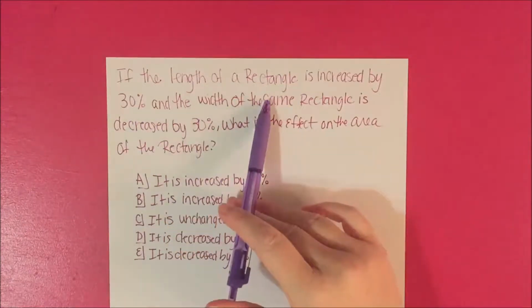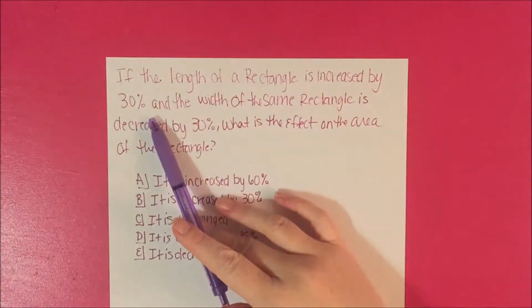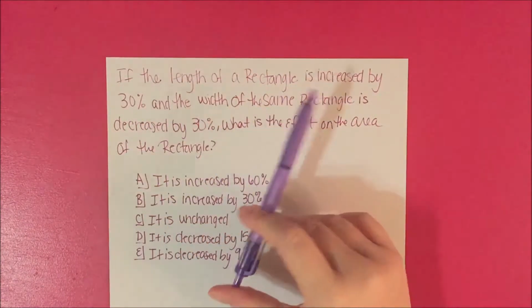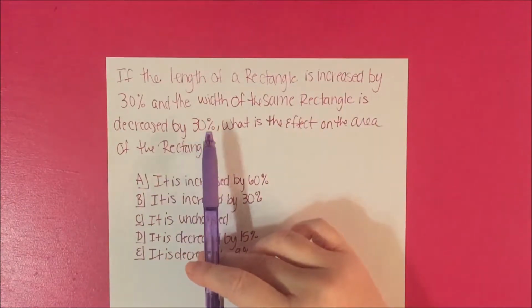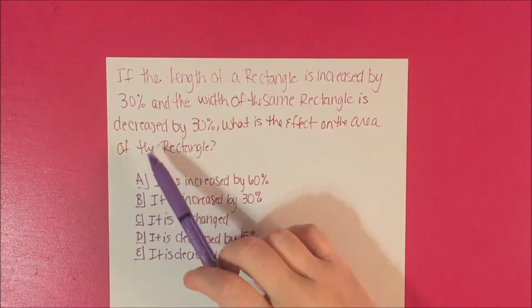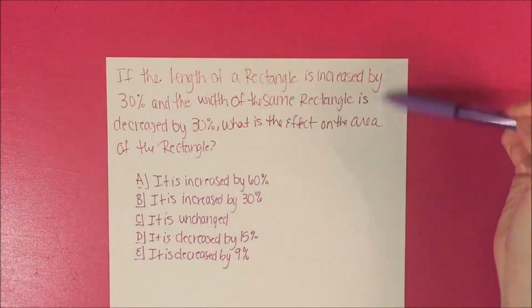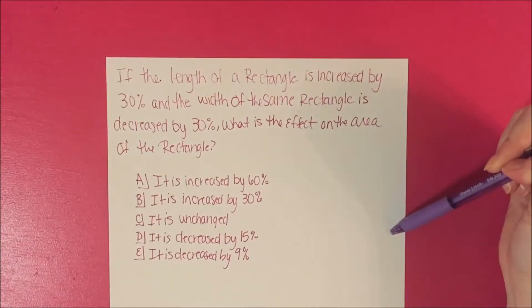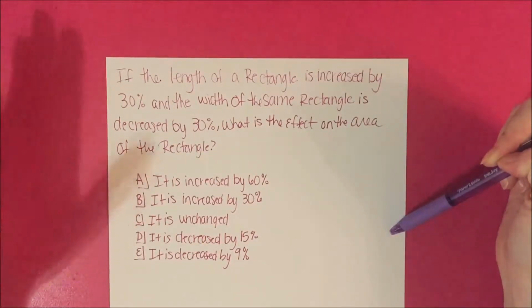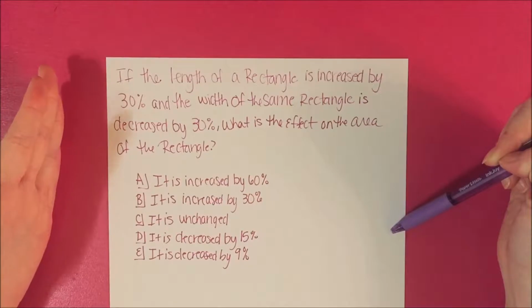If the length of a rectangle is increased by 30% and the width of the same rectangle is decreased by 30%, what is the effect on the area of the rectangle? Now, this is a question towards the end of the section, which means it's not as easy as it seems. If it's at the beginning of the section, it's going to be easy. If it's at the end of the section, it's going to be a harder question.